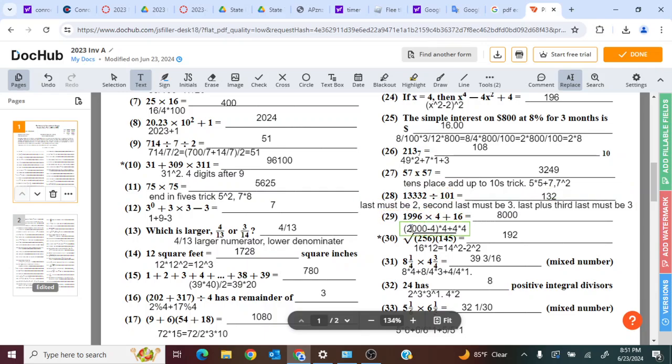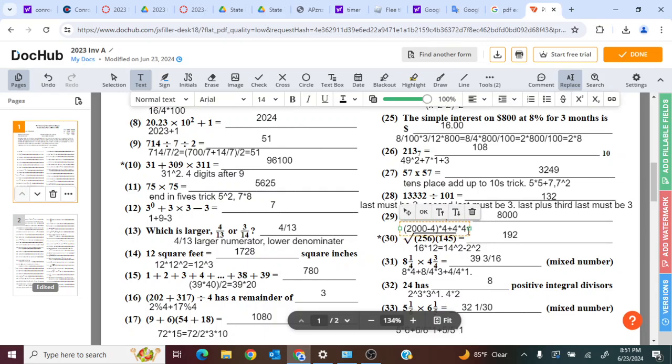Okay, this is basically 2,000 minus 4 times 4, and then the 4 times 4 is given back, so it's just 2,000 times 4.